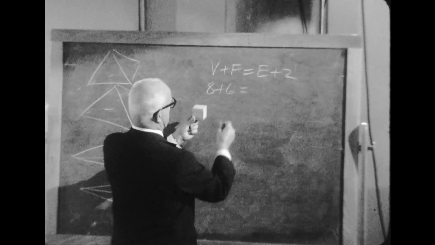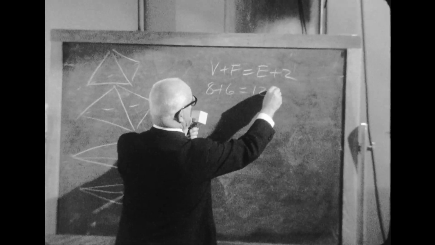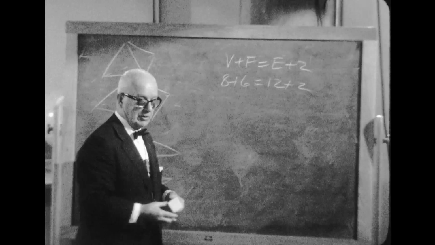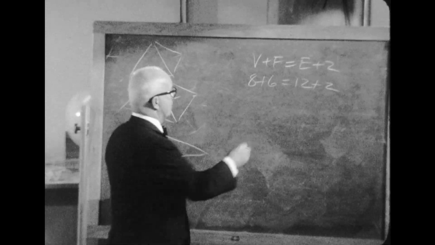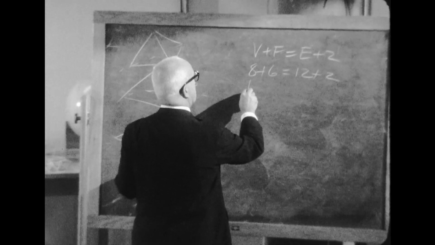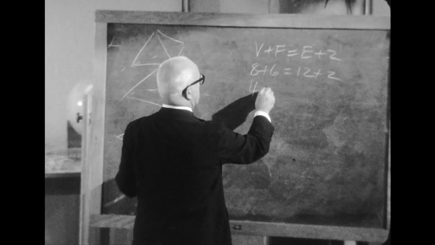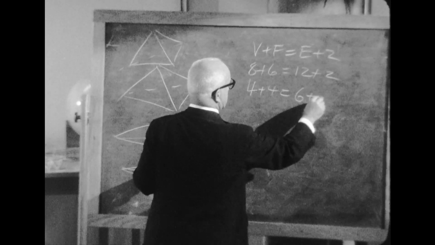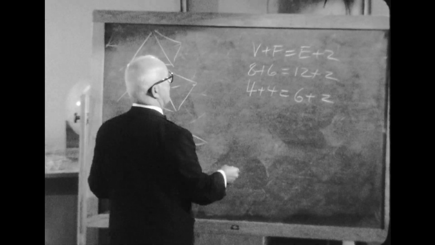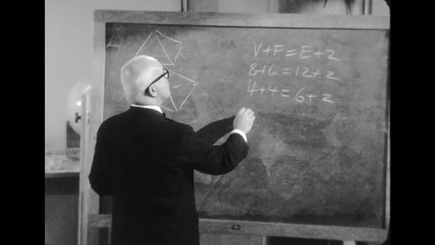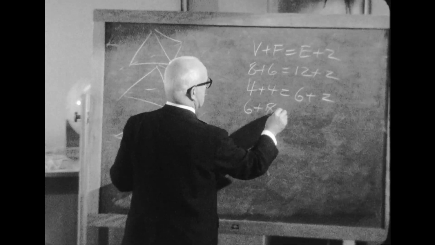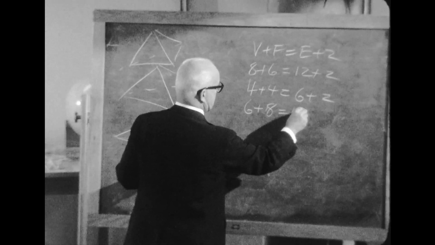Cube, our friend: 8 vertexes plus 6 faces equals the number of edges, which are 12, plus 2. 14 equals 14. We do it with a tetrahedron. Tetrahedron: the number of vertexes, 4, plus the numbers of faces, 4, equals the number of edges, which are 6, plus the number 2. 8 equals 8. The octahedron has 6 vertexes plus 8 faces equals 12 edges plus the number 2.